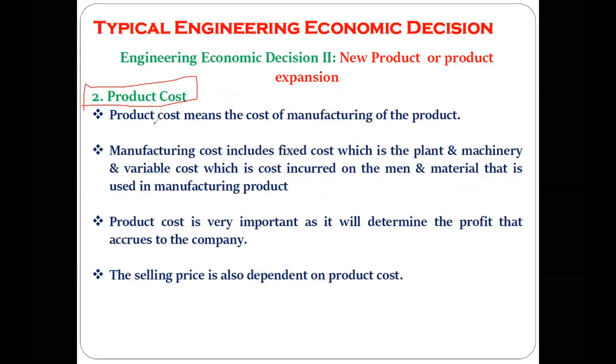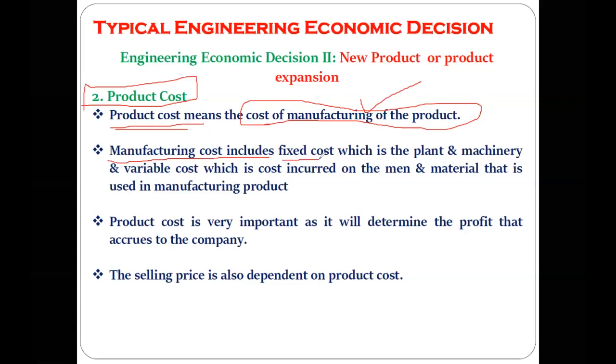Let's move toward the second dimension, that is the product cost. Now, what do you mean by the product cost or the production cost? Product cost or production cost is nothing but the manufacturing cost of the product. Now, what do you mean by the manufacturing cost? See here, manufacturing cost is nothing but the combination of fixed cost plus variable cost. Keeping these things in mind: manufacturing cost is fixed cost plus variable cost.